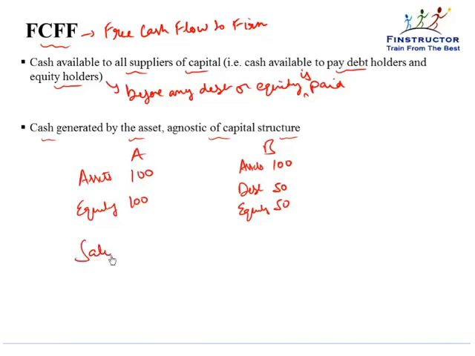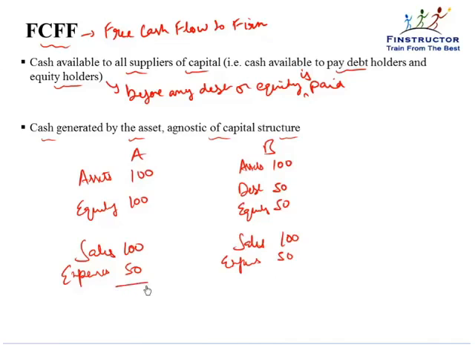So if A generated sales of $100, our guess would be that B also generated sales of $100. Whether you've taken debt or you've not taken debt would not change the quality of your product and the quality of sales. Similarly, the operating expenses for doing the sales would remain the same. Let's assume $50 for each company.